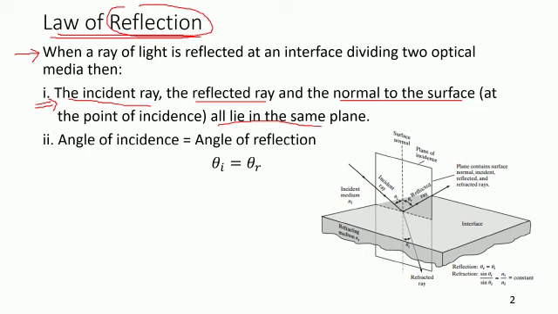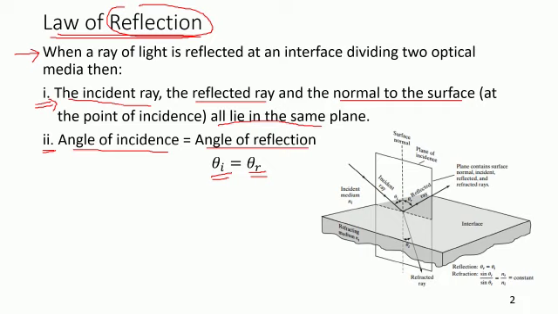Okay, and secondly, this is from calculation that the angle of incidence equals the angle of reflection, which we write this way. So theta i stands for the angle of incidence and theta r stands for the angle of reflection. And from calculations we came across this result that these two angles are the same.